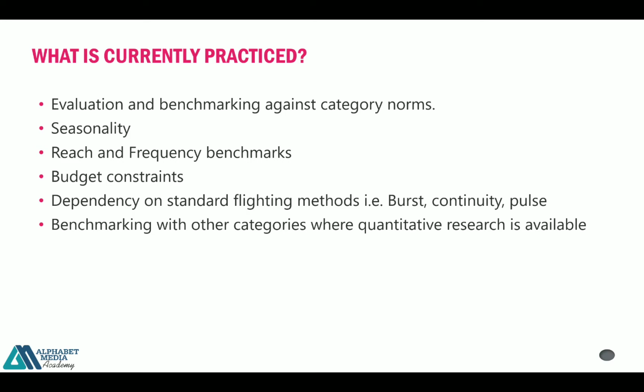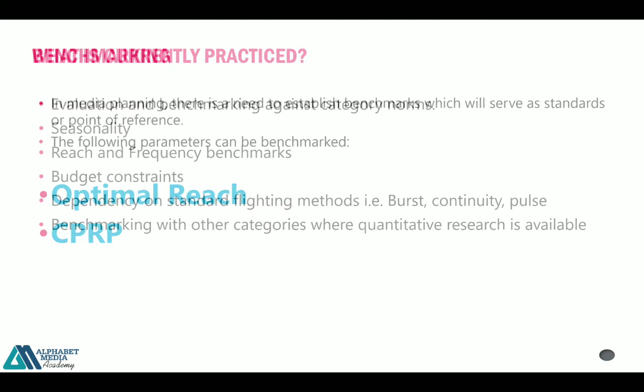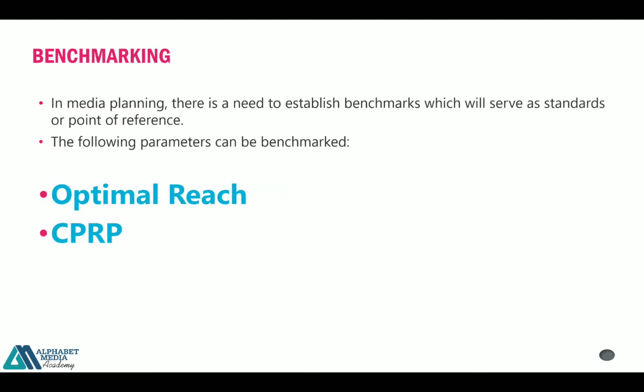There are also some dependencies on standard flighting periods: bursts versus continuity versus pulse. We're going to get into that in a bit. And you can also benchmark other categories where quantitative research is available. So while you might be in the dairy category and may not have sufficient data, there might be data in some other consumer packaged goods industry that is robust enough for you to benchmark against. Then you have enough proxy data to establish your own benchmarks. So those are also ways that you can look at benchmarking. But let's go straight into benchmarking itself.